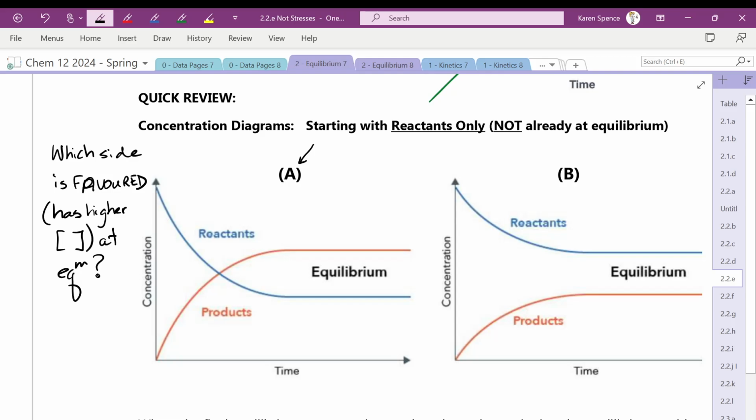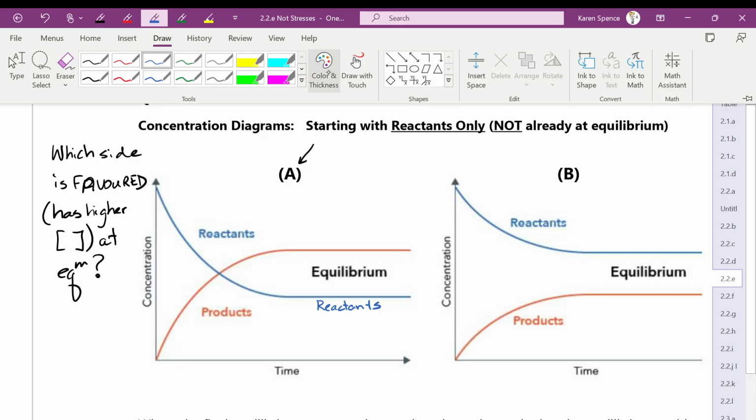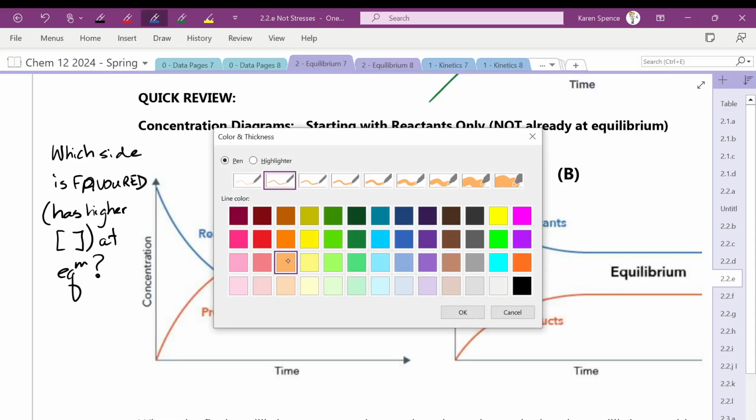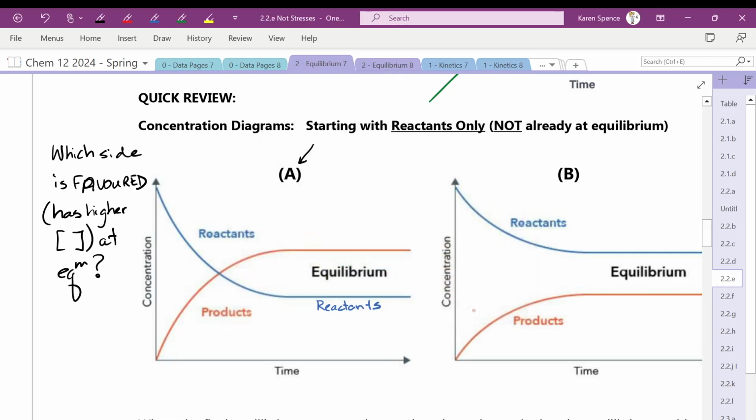So in diagram A, which side is favored at equilibrium? Is it reactants? Or is it products? Products, yes. Okay, so for diagram A, the products are favored.